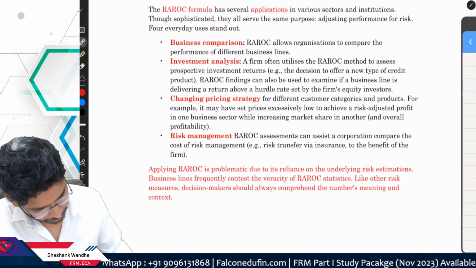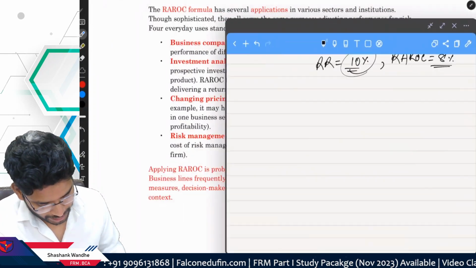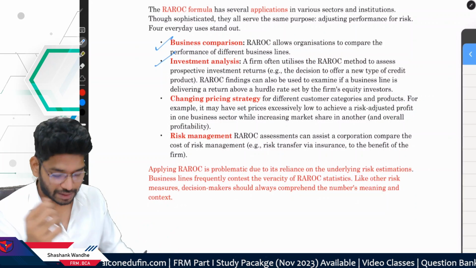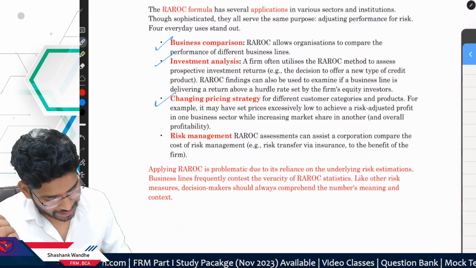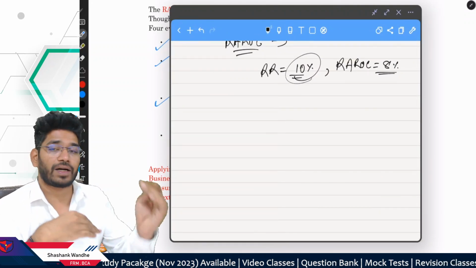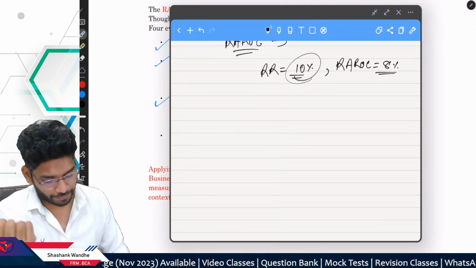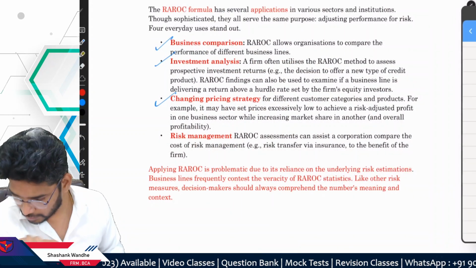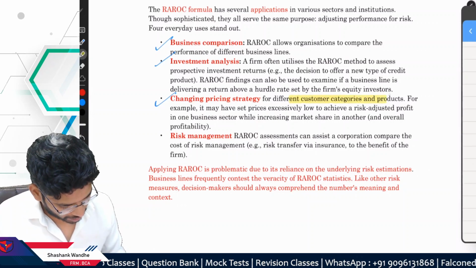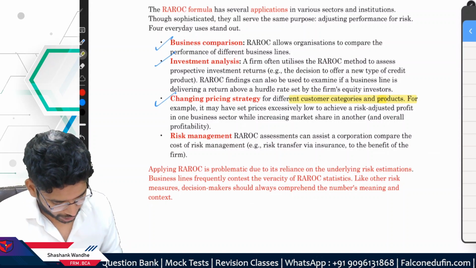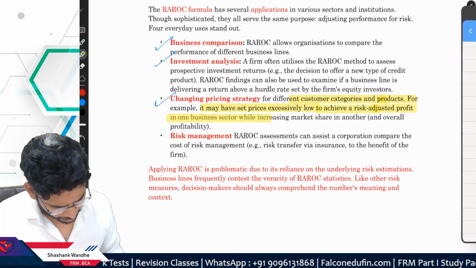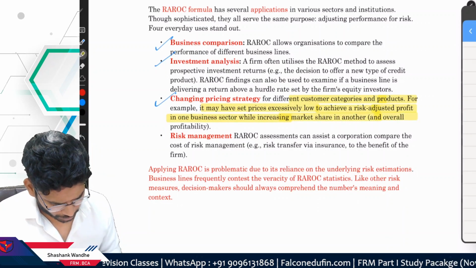Fine. Second, there are two businesses as we discussed. So for the business comparison, investment analysis, business comparison we discussed. So bank 1, bank 2, that was the business comparison. Investment analysis, changing pricing strategy. If we know the RAROC is very less, then we have to change the pricing strategy, maybe reduce the expected losses, maybe increase the revenues and so on. Okay, so pricing strategies might be changed, for the different customers, different customer categories and the product. For example, it may set the price excessively low to achieve the risk adjusted profit on one business sector while increasing the market share in another. Okay, so it can be any strategy.